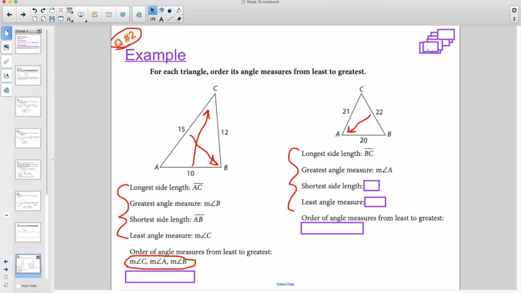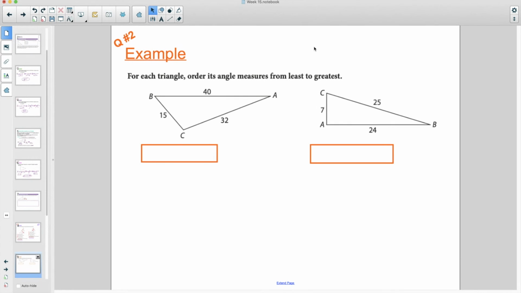So let's do shortest side length. Shortest side length would be our 20, which would be our AB there. So then the smallest angle measure would be opposite of our 20. So that would be angle C. Okay, so now let's order all 3 of them. Again, that middle one would be angle B, right? So our order least to greatest, right here. We have angle C first, angle B, and then angle A. Good.